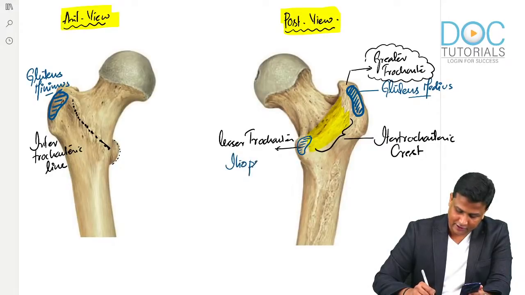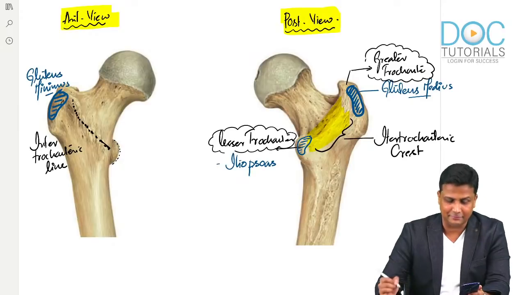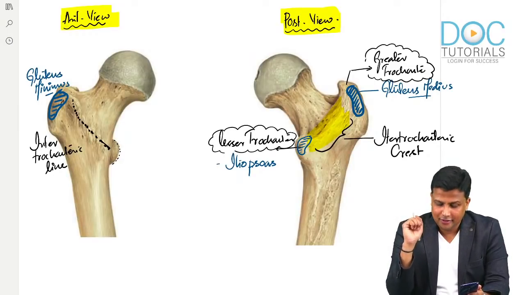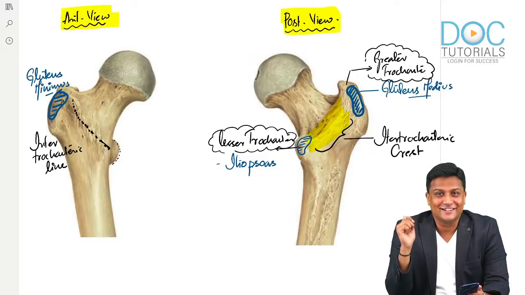Iliopsoas muscle: the iliacus and the psoas major muscle, which together are referred to as iliopsoas. So this was the question asked in the FMG exam. Is it okay? Perfect. Now welcome to the INICET exam.